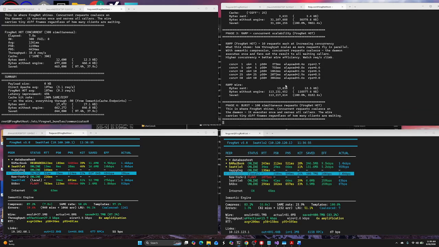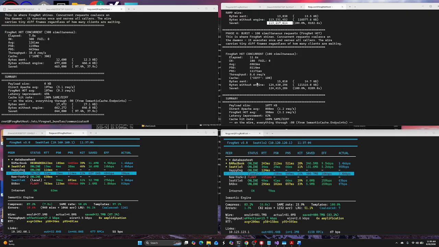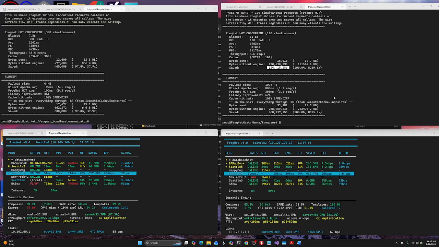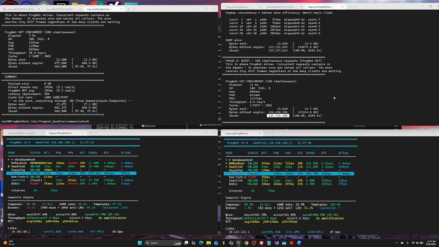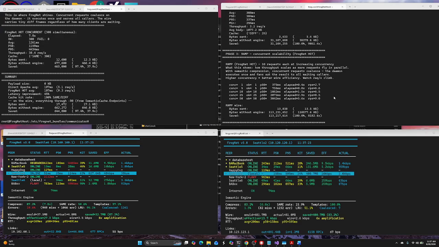The same thing here in the ramps. We sent 13.5 kilobytes instead of 113 megabytes. And then down here in the concurrent workload, we got 8.6 requests per second. We sent 14.7 kilobytes. We saved 124 megabytes, right? So that's what semantic compression can do for you. That's what FrogNet memory can do for you, and that's what the whole thing is designed to optimize for.